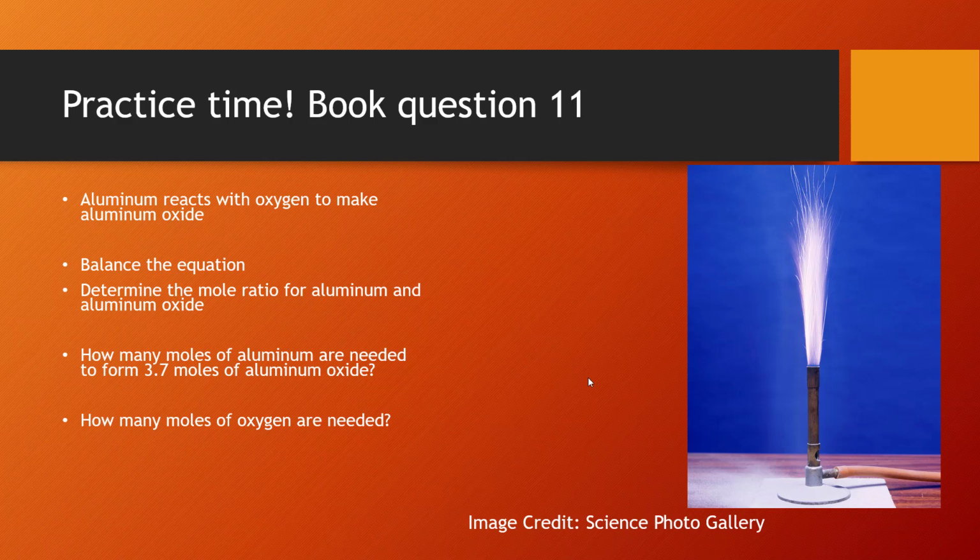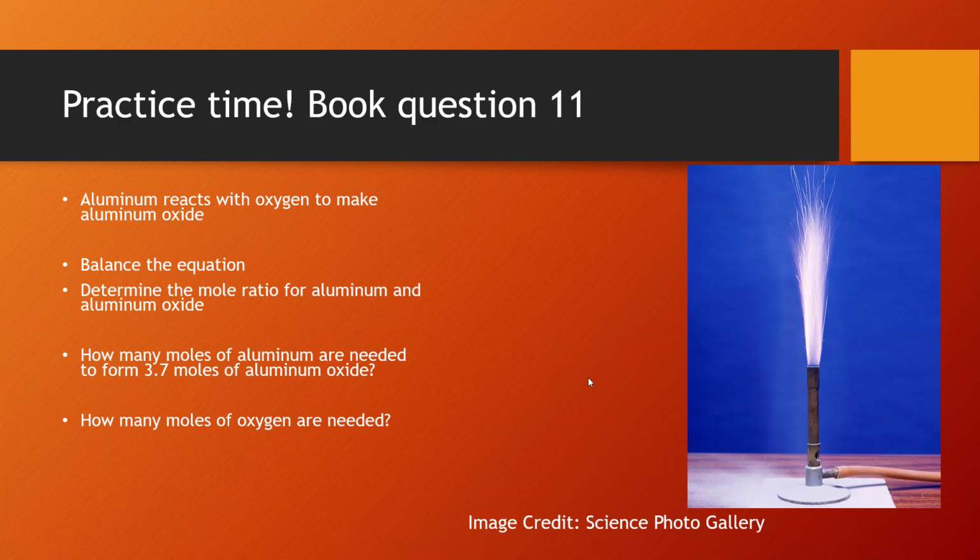All right, so practice time. We're going to take this one out of your book, question 11. So aluminum reacts with oxygen to make aluminum oxide. So first off, make your balanced equation. That's right. 4 aluminum plus 3 oxygen, remember it's O2, is going to make 2 Al2O3. That's aluminum oxide. Use that crisscross method for that aluminum and oxide. If you don't know what I'm talking about, you might want to go review a little bit.